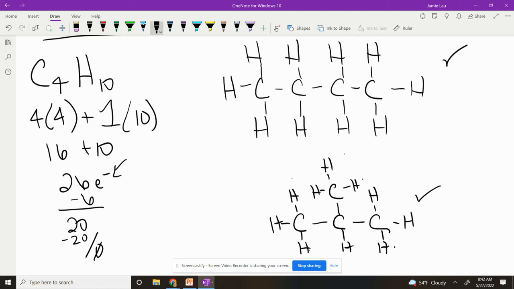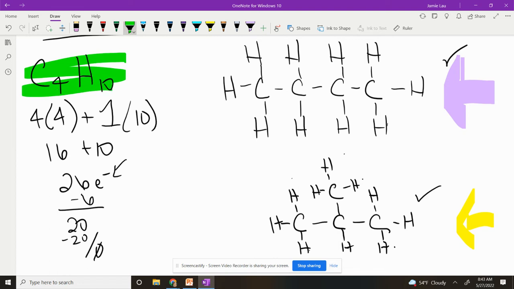But these two molecules themselves are actually very different from each other. This top one is something we call n-butane. This bottom one here is methylpropane. They have the same formula. Both of them are C4H10. But they're going to have different properties. They're going to have different boiling points, different melting points, different reactivities. This happens when you have multiple compounds with the same formula but different connectivities. These are called isomers.